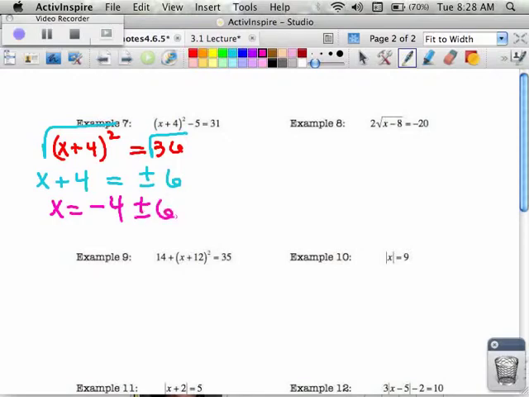Now you are not going to leave your answer in that manner on your tests. What you're going to do is go, oh, hey, I get this. This really means that there's x equals negative 4 plus 6, which is 2, and negative 4 minus 6, which is negative 10. And those are my answers.